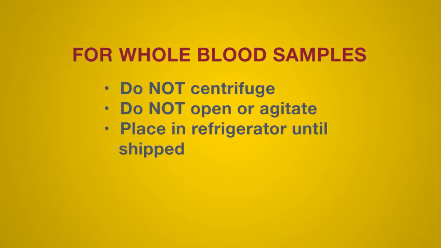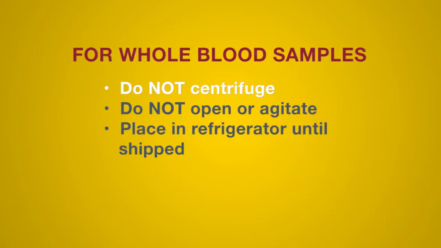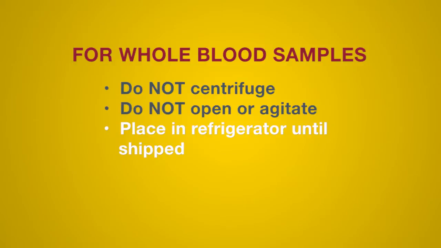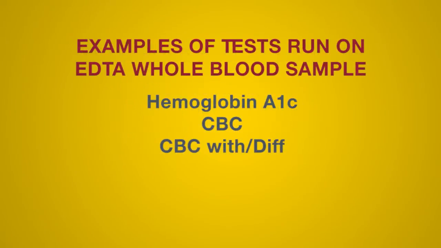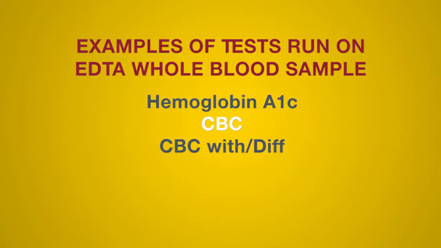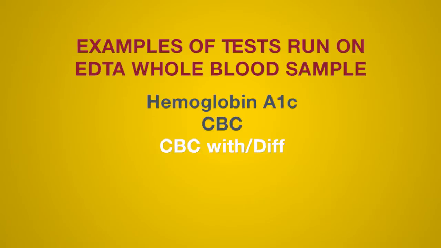For a whole blood sample, the tube will not need to be centrifuged. Do not open or agitate the tube after it is placed in the rack. Place in the refrigerator until the samples are ready to be shipped. Some examples of tests that are run on the whole blood sample are hemoglobin A1C, CBC, and CBC with DIF.